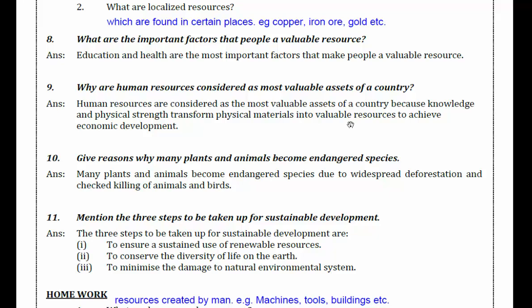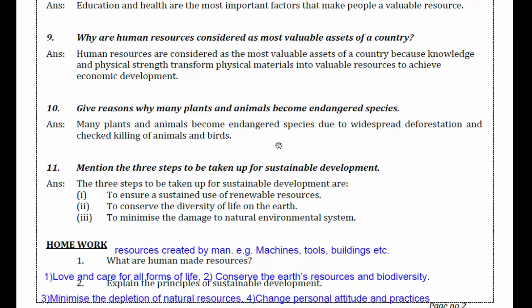Okay. Give reasons why many plants and animals become endangered species. Many plants and animals become endangered species due to widespread deforestation and unchecked killing of animals and birds, not checked killing of animals. It should be unchecked. Let's go to the next one, the last one.